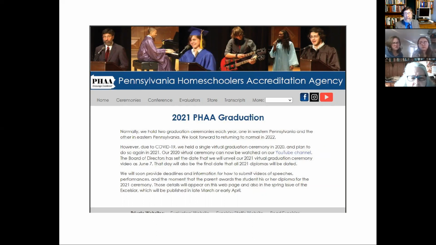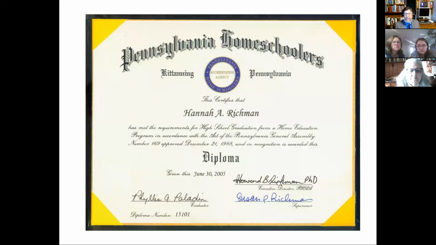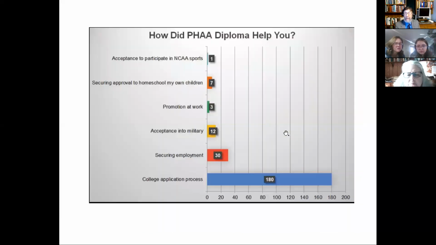And here's what our diploma looks like. This is one of my daughter's diplomas. It's signed by me as the executive director, by my wife as the supervisor, that's the parent who's homeschooling, and by our evaluator. There's her diploma number. Every one of our diplomas has a number, and it comes in a beautiful case. This is a little sneak peek at the survey session we're going to have about how the diploma helped people.